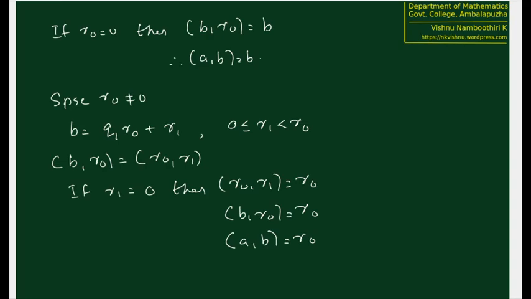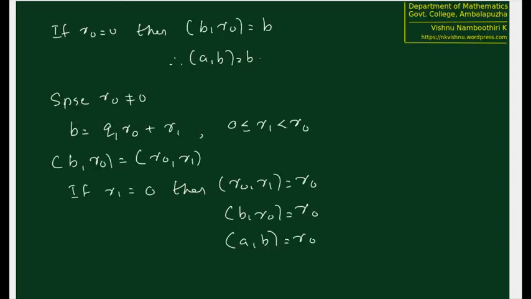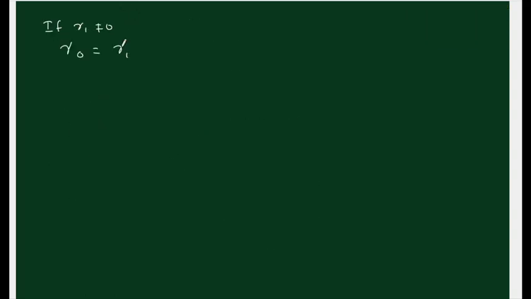So suppose that we are not getting 0 even here. Suppose that we are continuing like this. We will go to the next step. What is the next step? Instead of B, we have to take R naught. So in the next step, if R1 is not equal to 0, R naught equals Q2 R1 plus R2, where 0 less than or equal to R2 less than R1.